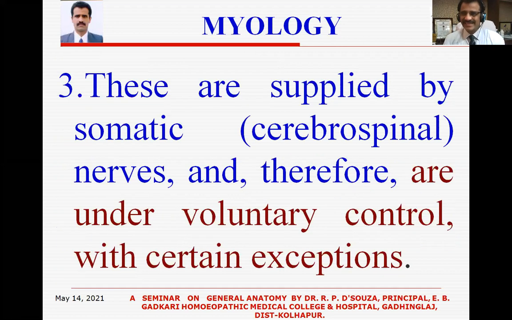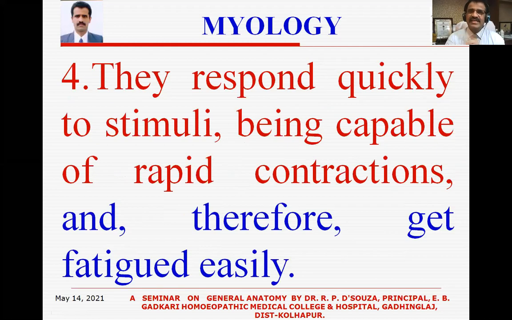Well, what is the third characteristic now? These skeletal muscles are supplied by somatic nerves. The opposite of somatic is autonomic. Autonomic means automatic. We'll talk about the autonomic nervous system some other day. The somatic nervous system is the voluntary nervous system, and therefore these muscles are under voluntary control, with certain exceptions. They are mostly under voluntary control because they are supplied by somatic cerebrospinal nerves. These skeletal muscles respond quickly to stimuli, being capable of rapid contraction. So they have a capacity of going into rapid contractions, and therefore they get fatigued easily.